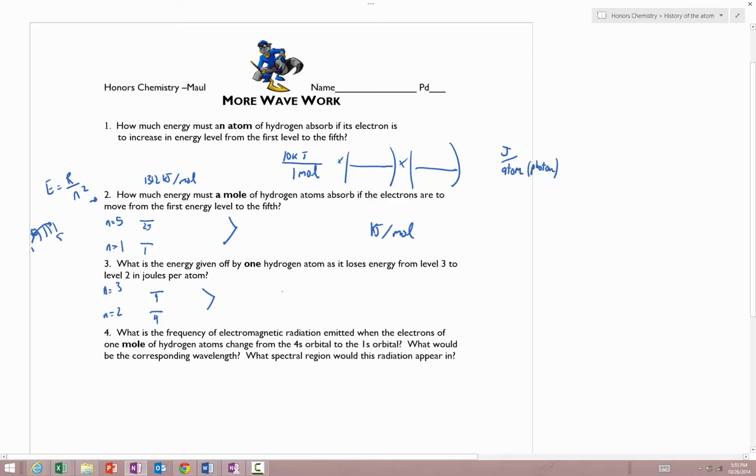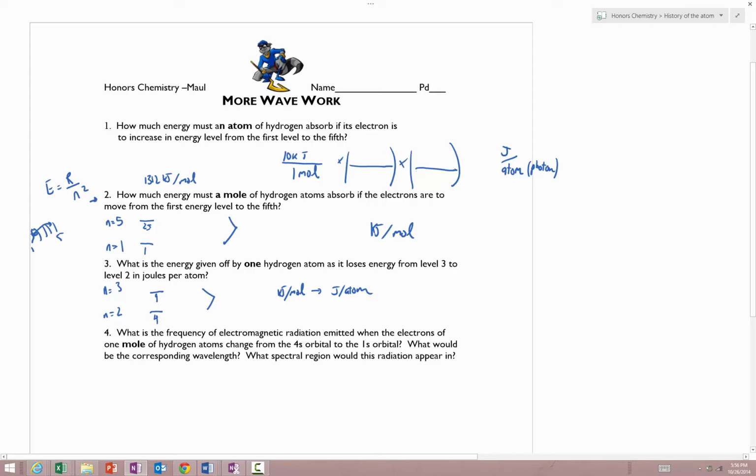For number 3, you're going to get another answer in kilojoules per mole. You're going to convert that again, just like you did in the last problem, all the way to joules per atom, like you did in number 1. So it's very similar. You're just doing both 1 and 2 in one problem.